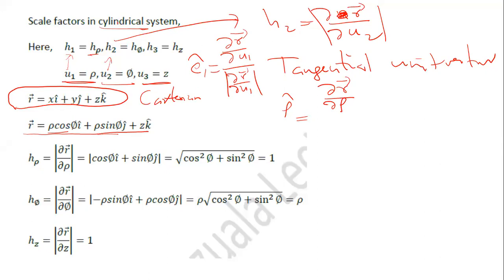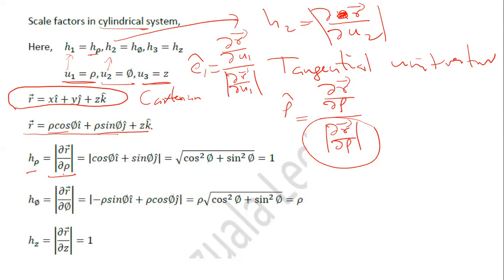But in this specific cylindrical coordinate system, in place of u1 you now have rho, so del r by del rho divided by the magnitude of that vector. This will give me your tangential unit vector, and this magnitude is your scale factor h rho. The scale factor h rho is the magnitude of del r upon del rho. If you differentiate r with respect to rho, the first term, rho with respect to rho is 1, and the remaining is cos phi i cap. For the second term, rho differentiated with rho is 1, and the remaining is sin phi j cap.